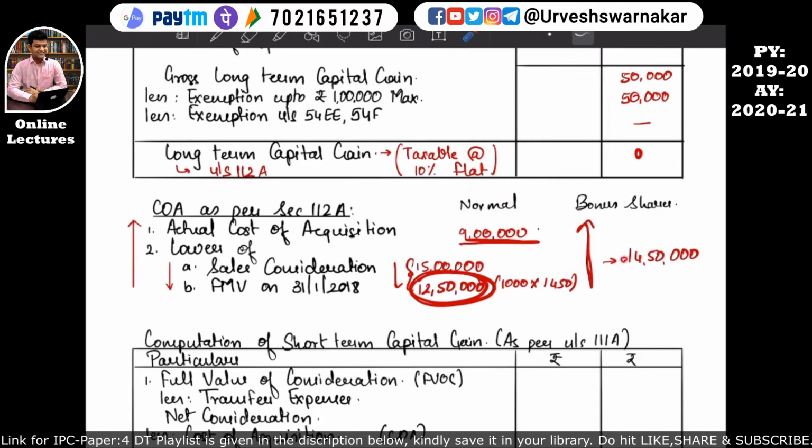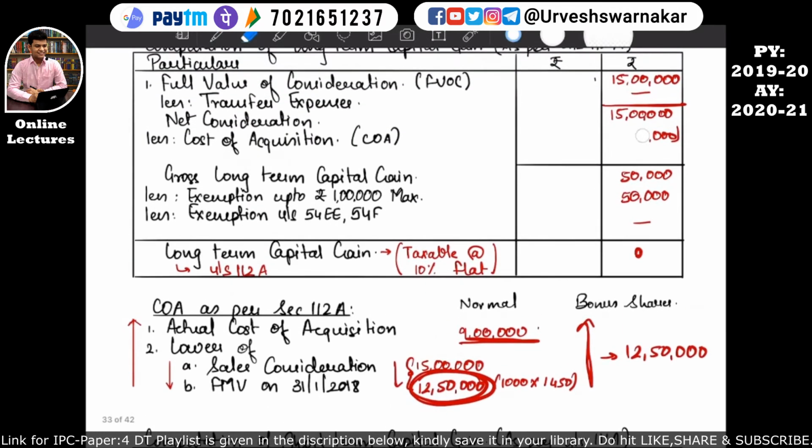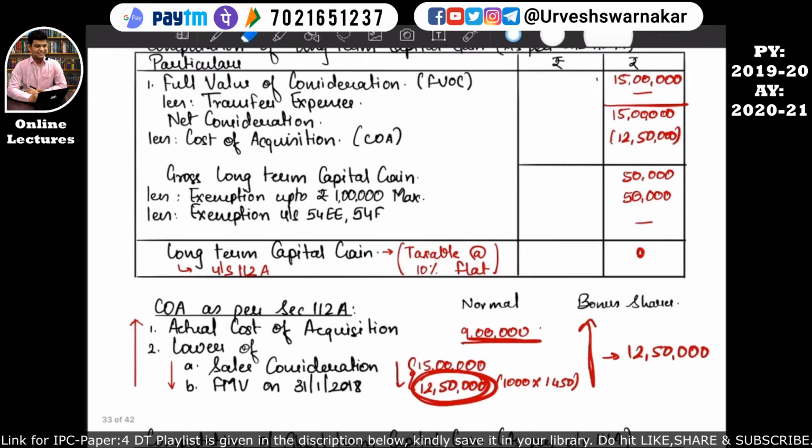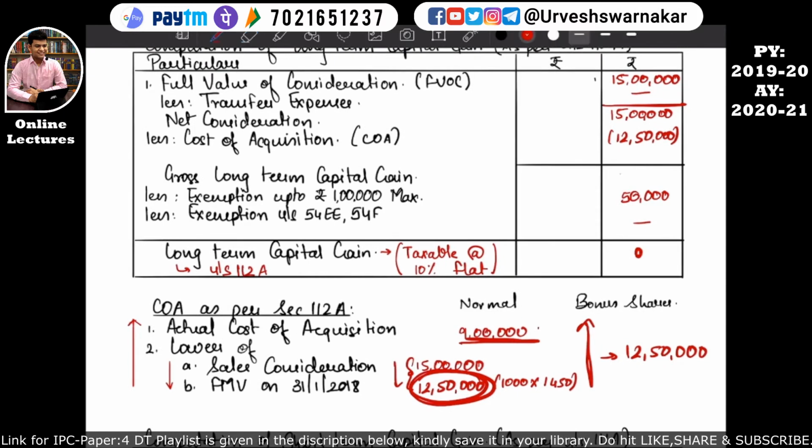And the cost of acquisition would have changed and it would have become 12,50,000. I hope this is quite clear. And over here also it would have changed and become 12,50,000. And the long term capital gain would have changed and it would have become 2,50,000. I hope this is quite clear.